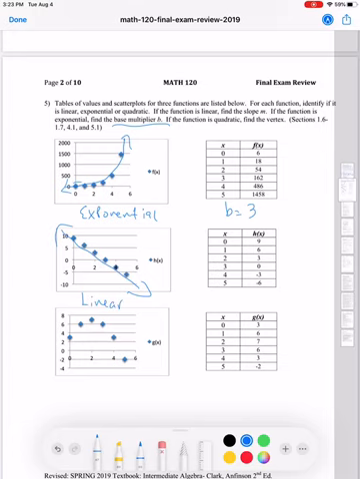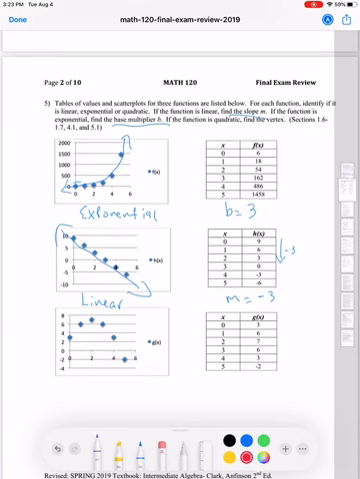It's a linear function. If it's a linear function, you need to find the slope. So the constant, if you look at the data, the constant decrease is by -3. So the slope is decreasing by -3.